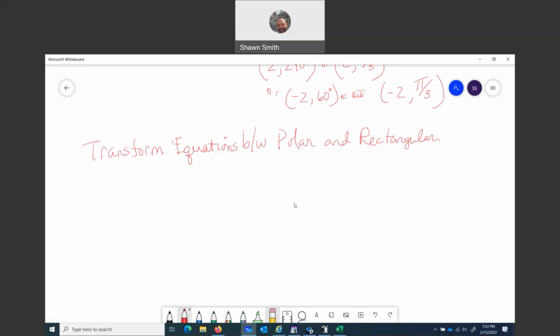All right, so let's say transform to rectangular: r is equal to 6 times the cosine of theta. So rectangulars are usually like y equals something with x, right? So you see variables x and y. Polar is r equals something with the variable theta.